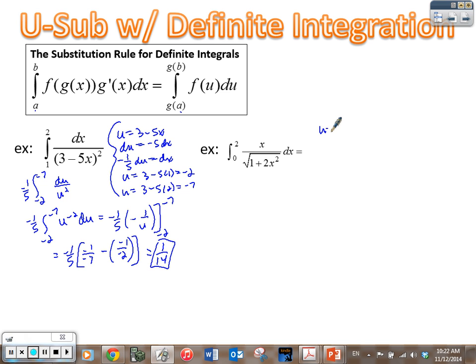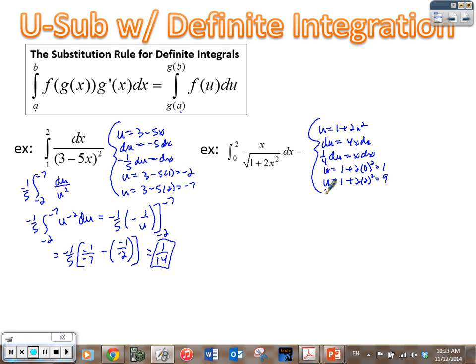So here, we're going to make u equals 1 plus 2x squared. So our du is going to be 4x dx. I don't have a 4 in here, so I'm going to move the 4 over. 1/4 du equals x dx. I'm going to immediately change my bounds. While I'm in the u sub thing, I'm just going to go ahead and just finish it out. So u is going to be 1 plus 2 times, my lower bound is 0, so that turns to 1. Or 1 plus 2 times 2 squared. Let's see, that'd be 4. 4 times 2 is 8, so that's 9. So those are my new u bounds.